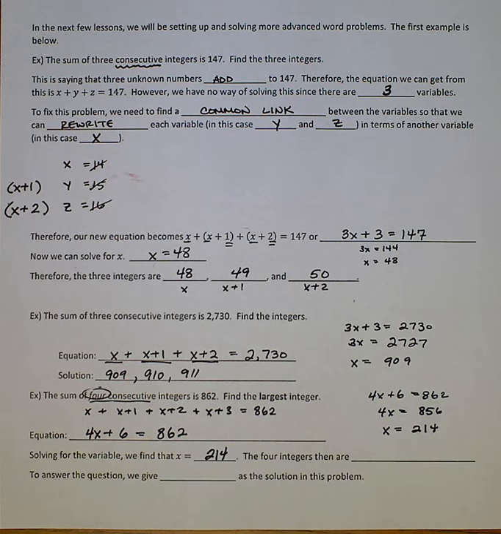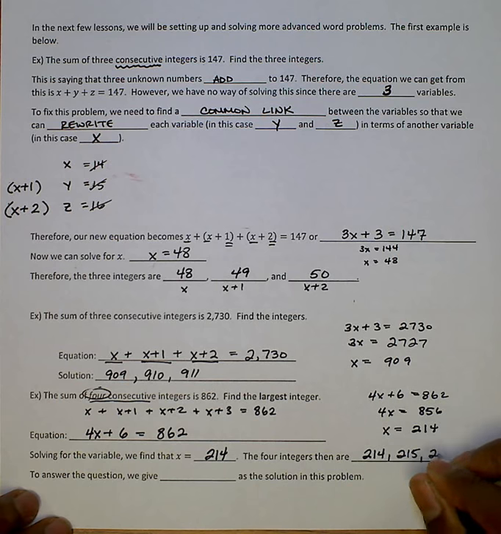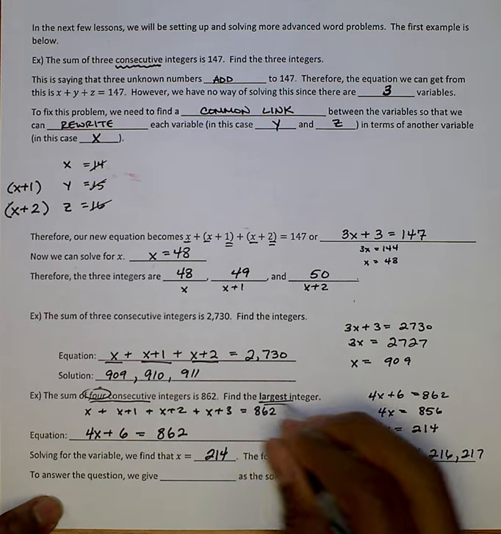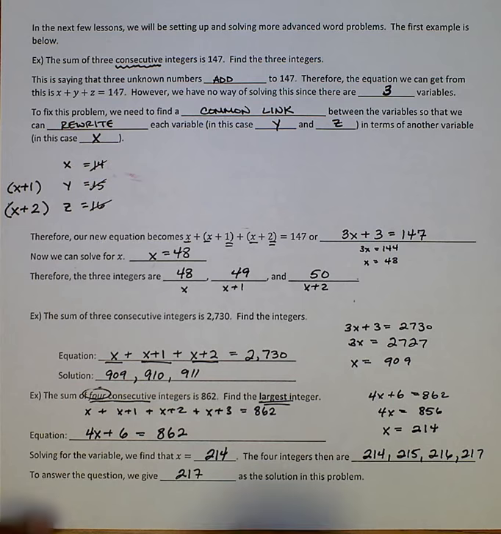That means the 4 integers are 214, 215, 216, 217. Plus 1, plus 2, plus 3. Okay, and so the answer that we should give to this problem isn't 214, even though that was x. Even though we found x to be 214, the answer is the largest integer, which is 217. Okay?